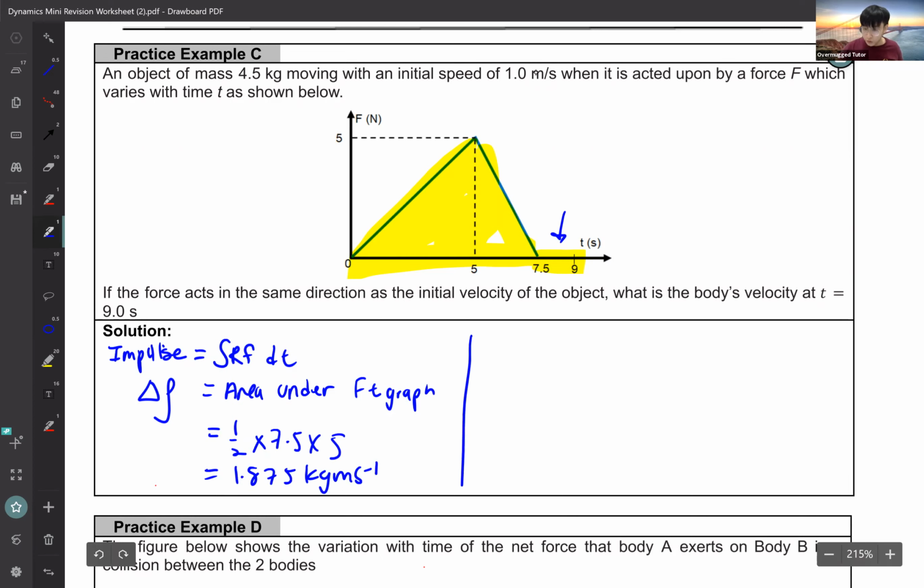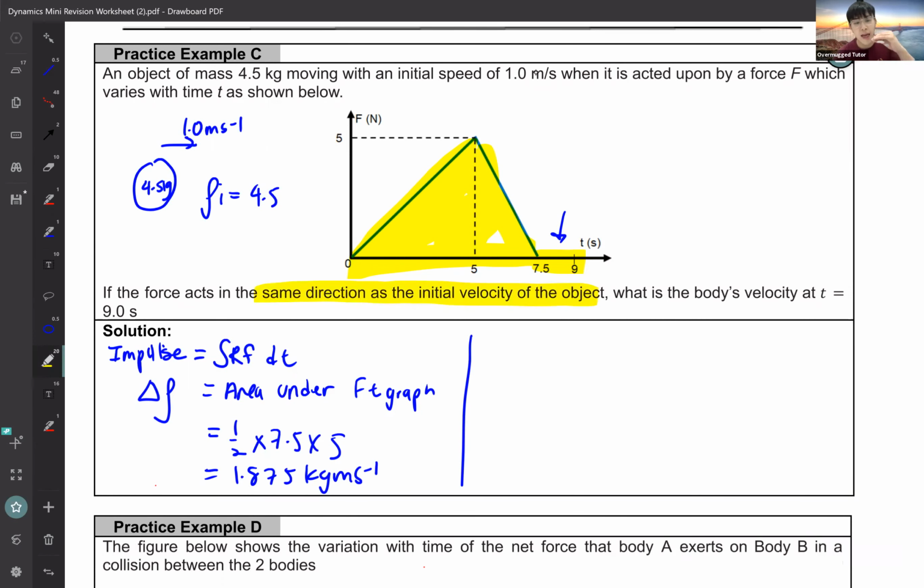Okay, so very important now. Think about it this way. You had an object of 4.5 kg. Your initial speed is 1, meaning I had initial momentum already. My initial momentum is 4.5, because it's just 4.5 times 1. Now, if I have the impulse in the same direction, then I hope you all agree I just need to add up this change in momentum, and I'm done.